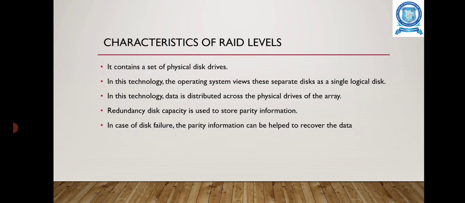It contains characteristics of RAID levels. It contains a set of physical disk drives. In this technology, the operating system views these separate disks as a single logical disk. Data is distributed across the physical drives of the array. Redundant disk capacity is used to store parity information. In the case of disk failure, the parity information can help to recover the data.